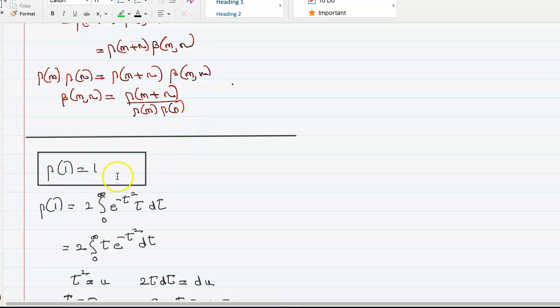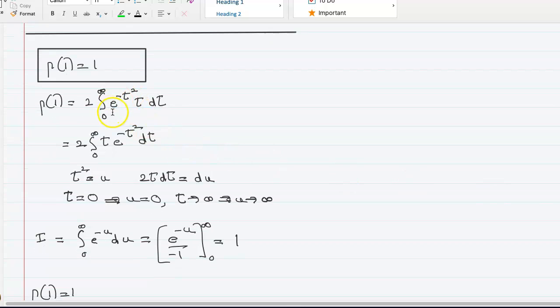Next, we show that gamma 1 is 1. What is gamma 1? Twice integral 0 to infinity e raised to minus t squared t raised to 2 into 1 minus 1, that is t dt. That is twice integral 0 to infinity; you can integrate by parts taking t as the first function, or you can make a substitution first: put t squared as u, so 2t dt is du. When t is 0, u is 0. When t tends to infinity, u tends to infinity. So this is integral 0 to infinity e raised to minus u du, because 2t dt is du.